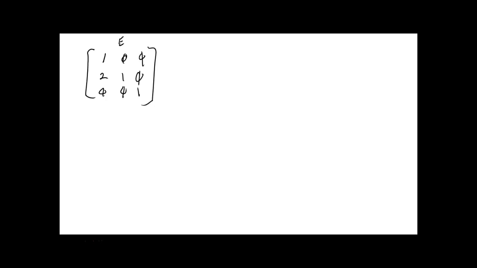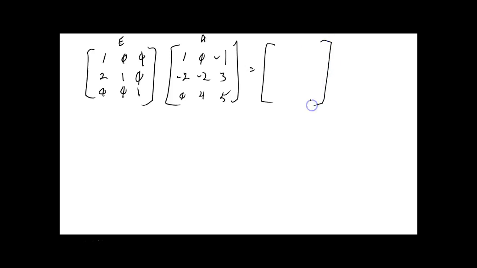Okay. Now, so this is an elementary matrix. One single elementary row operation. Here's another matrix. 1, 0, -1, -2, -2, 3, and 0, 4, 5. Okay. Now, that's some other matrix A. Definitely not an elementary matrix. Okay? Can we multiply those two? The answer is yes. What size? 3 by 3. Okay. And let's start doing it.